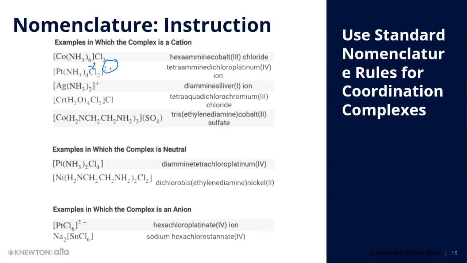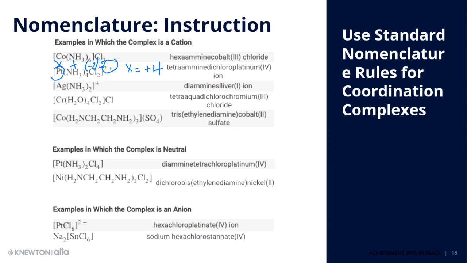So if the charge for platinum is X, plus the 2- equals 2+, what should be the X? X is going to be +4. So when you are naming, you have to use the Roman numeral for 4 to show the charge for platinum.